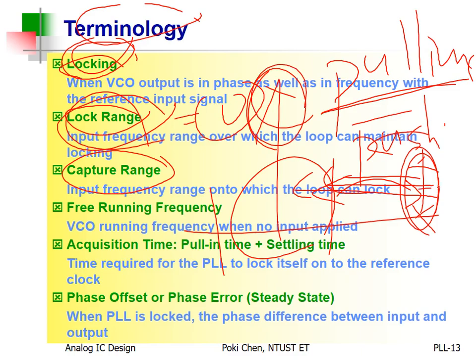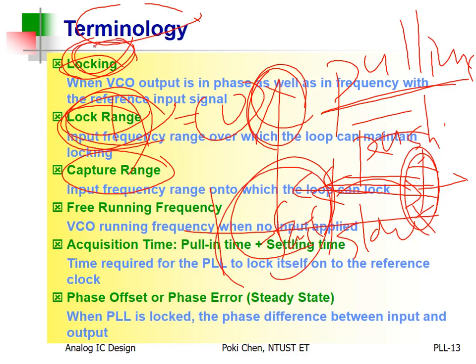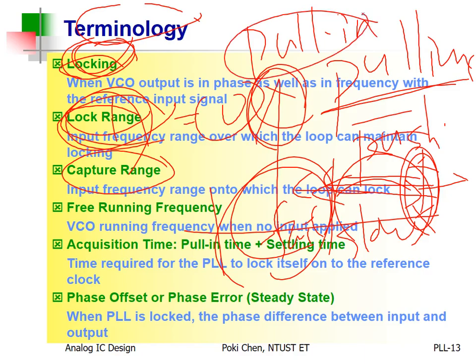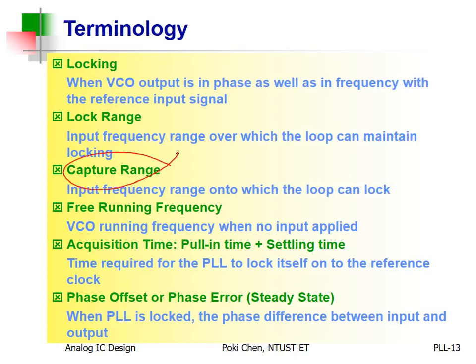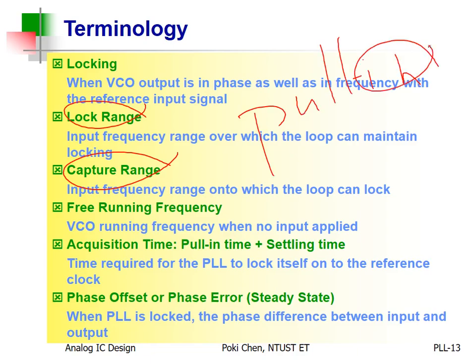Okay. But if it is, so this is very slow and this is very fast. Capturing into the lock range to achieve locking is much faster than pull in. The formal process means pull in. So if the output frequency is in the capture range but out of lock range, we need such a pull in process and then lock it within the lock range.